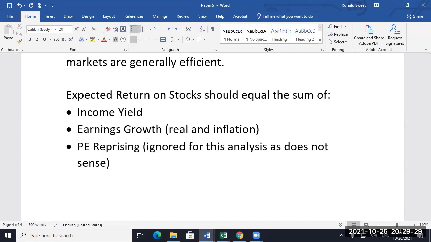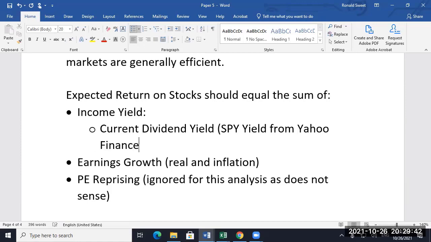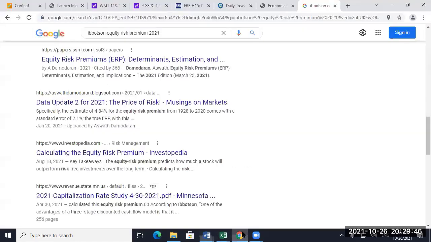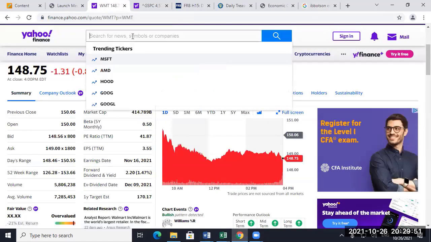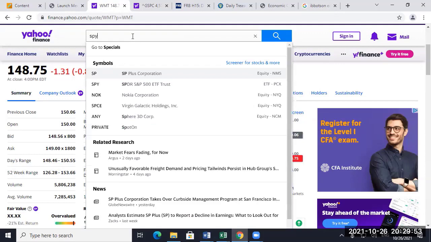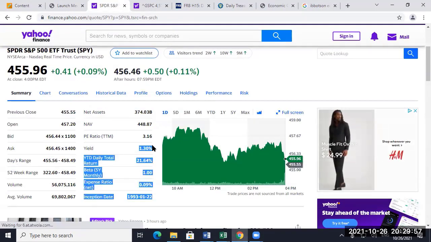And so then on the income yield, what are you going to do? So you have the current dividend yield. You use SPY yield, Yahoo Finance. That's pretty straightforward, right? You can just go look that number up. It's been so ridiculously low. So I'm wondering if it's going to fall below 1% here. I don't know the lowest it's ever been in its entire history. I think we're getting close.